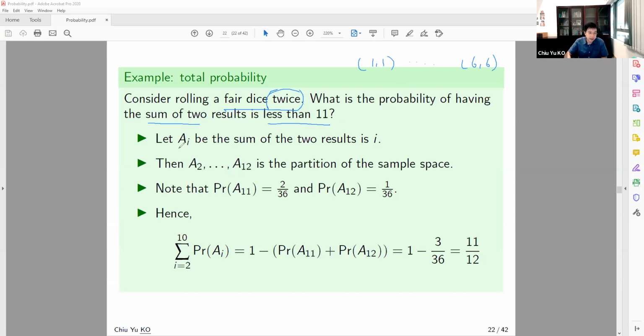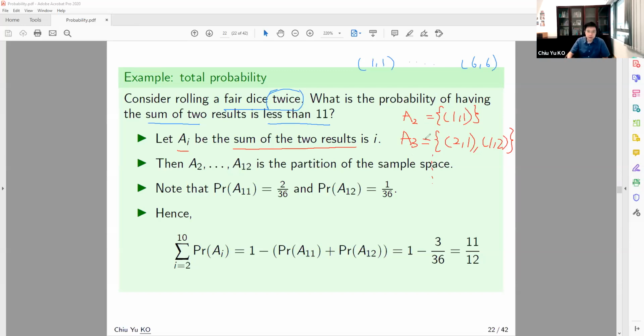So we define an event A_i as the sum of the two results being i. A1, we don't have, because the sum must be at least 2. A2 corresponds to 1 1. A3 will collect 2 things, 2 1 or 1 2, and so forth. So each event consists of a different number of outcomes.